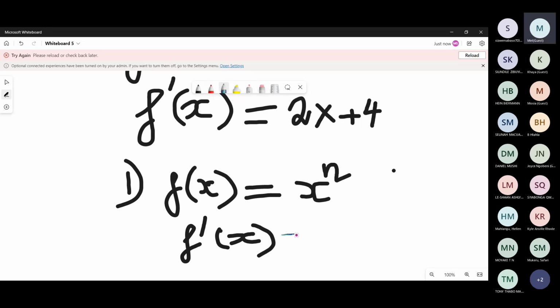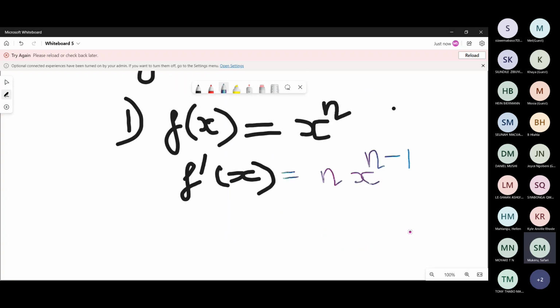It becomes n x to the power n minus 1. Yes, n times x to the power n minus 1. Yes, general rule, right? Now we can even extend this one today. We can extend it in the following way.